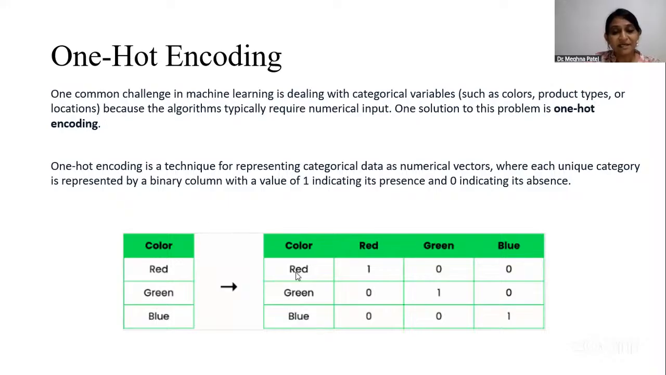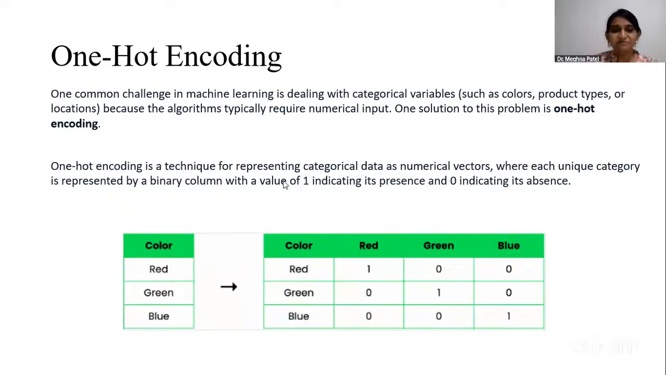Red becomes one column here, green becomes a column here, and blue becomes a column here. Where red is present, it will give a 1 right here, and in the others it's written 0. When green is present, below the green it's written 1 and the others 0. When blue is there, below the blue it's 1, the others are 0. Like that you can convert your categorical data into numerical data.